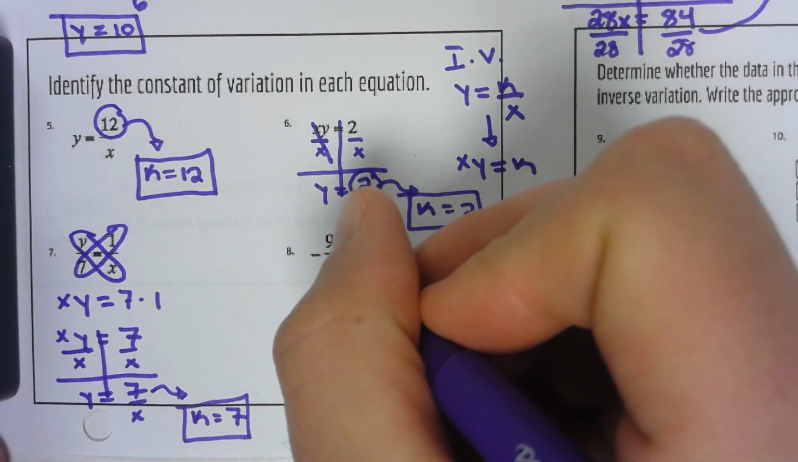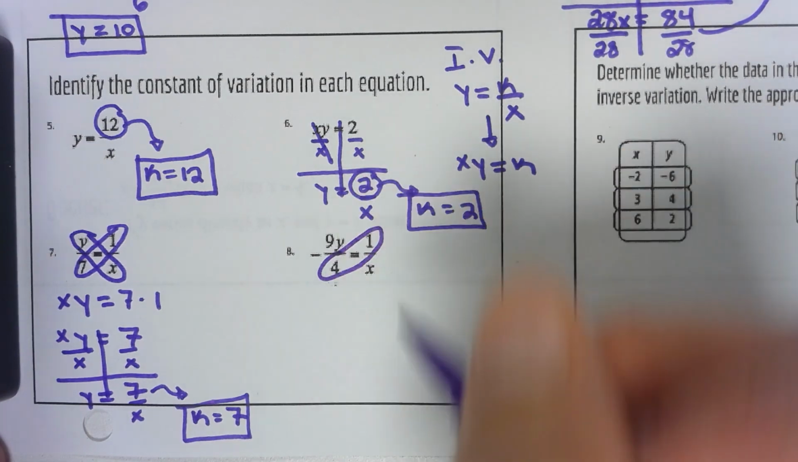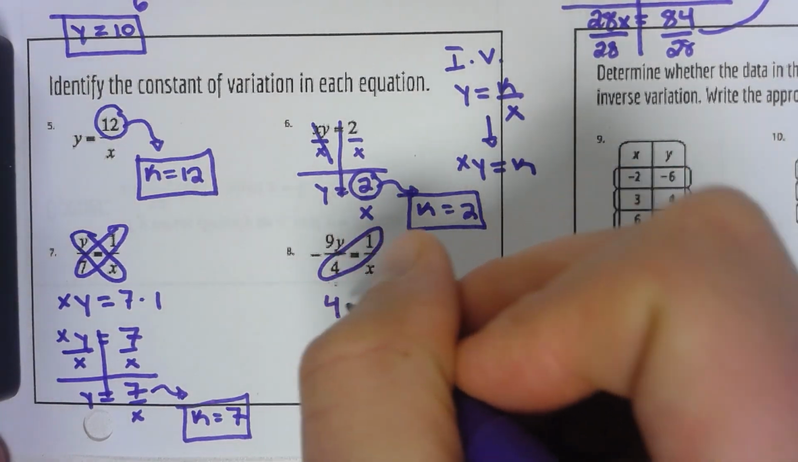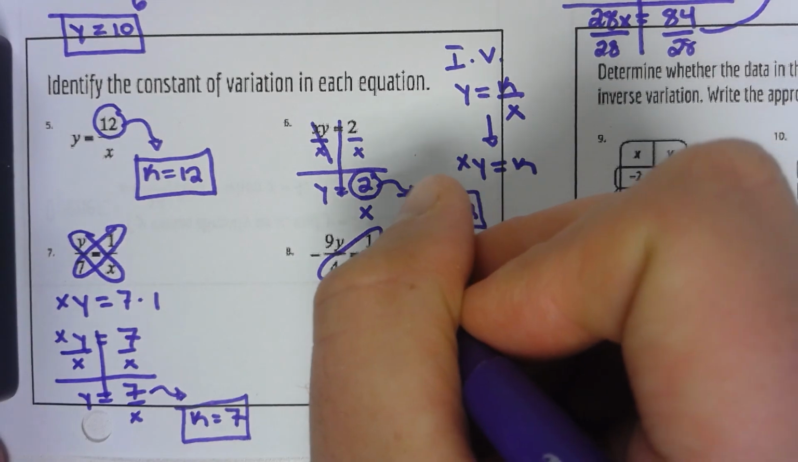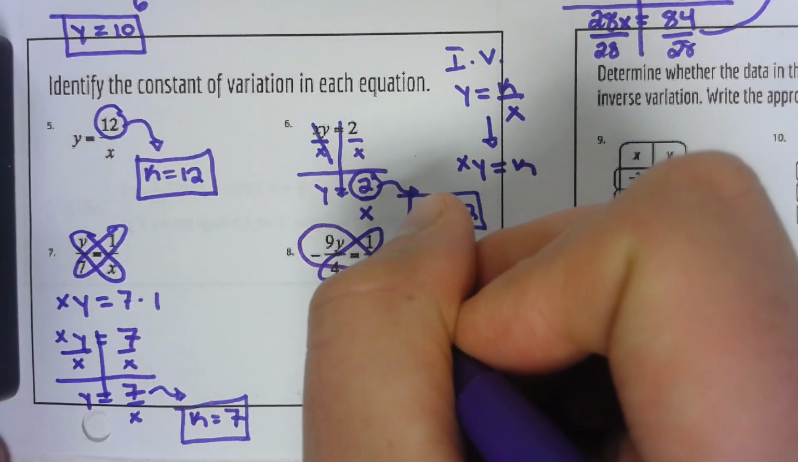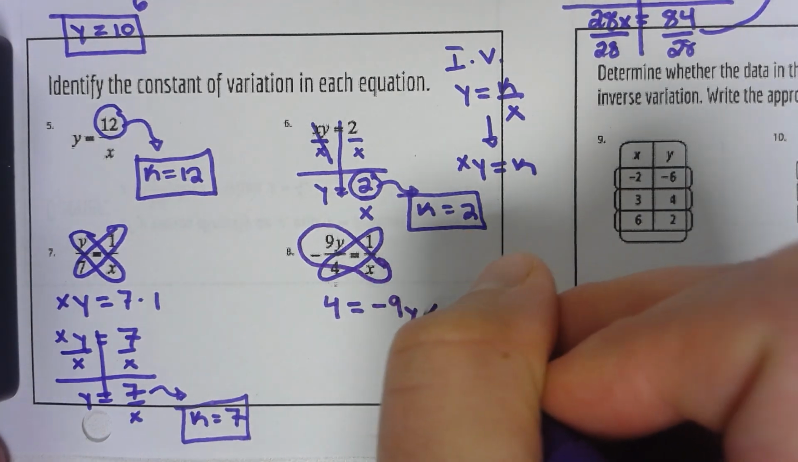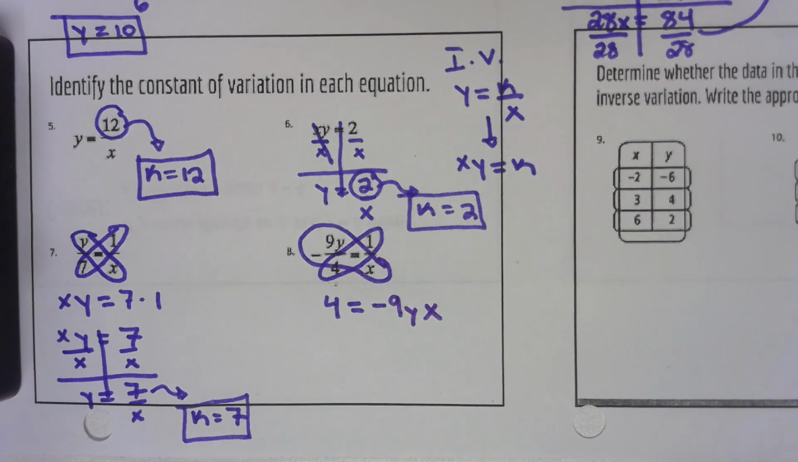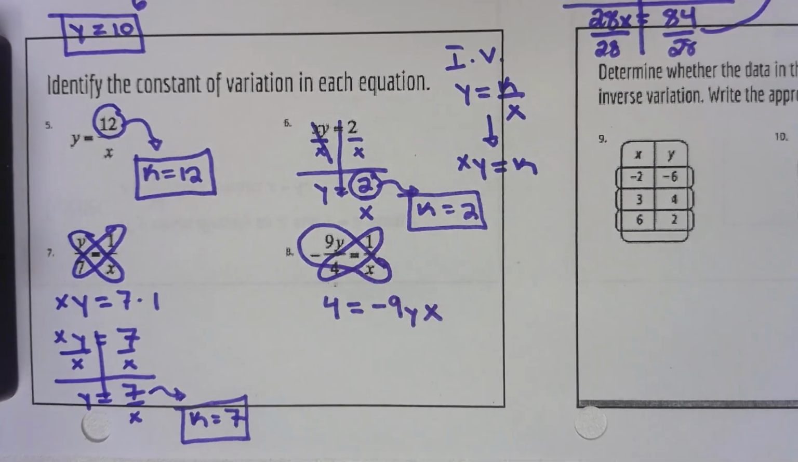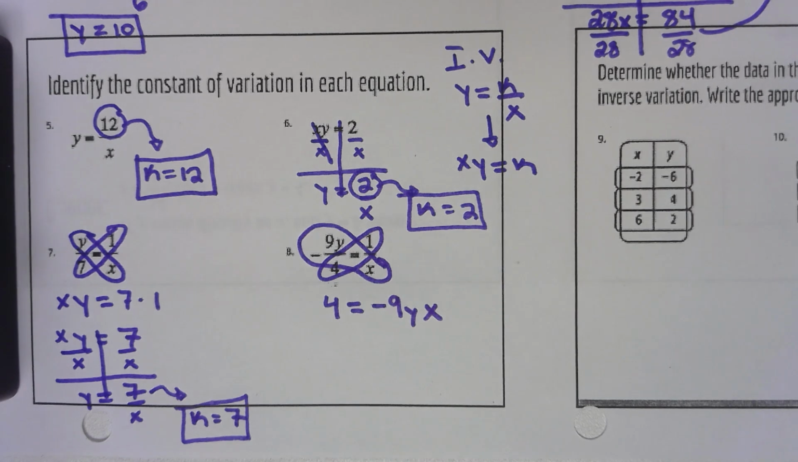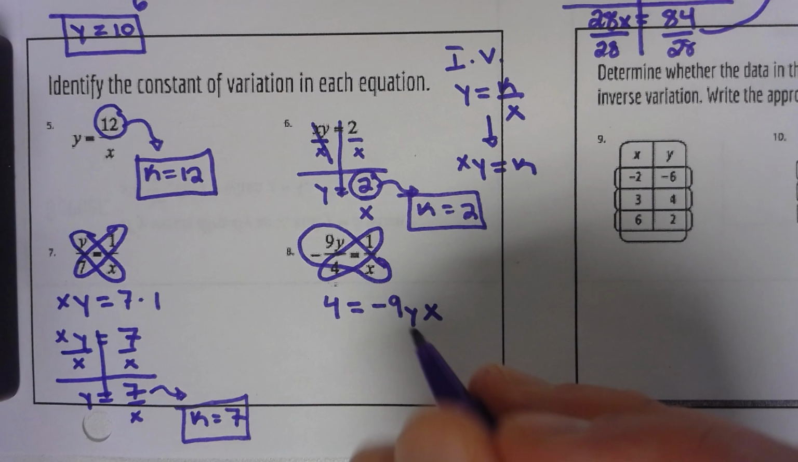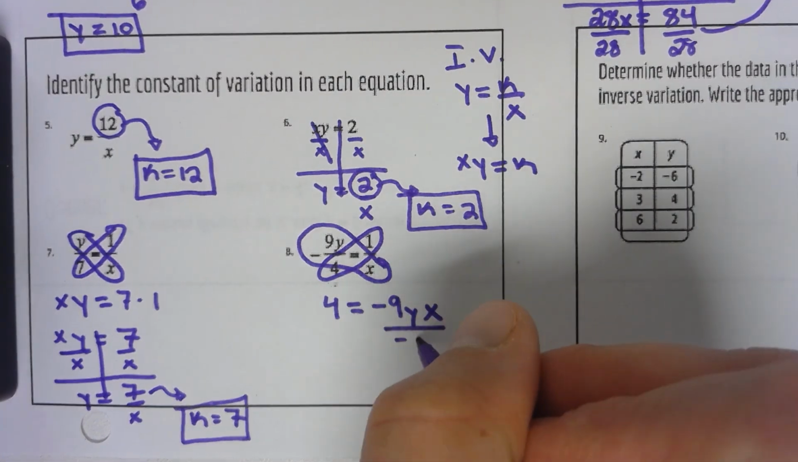So my first cross I'm going to do is 4 times 1, which is 4. And it's going to be equal to me doing the other cross of negative 9y times x. So we have negative 9 times y times x. And we're going to work to get y by itself. I can do that by dividing everything that's being multiplied to that y. I'm going to do that in 2 steps. So I'm going to first divide this by negative 9.